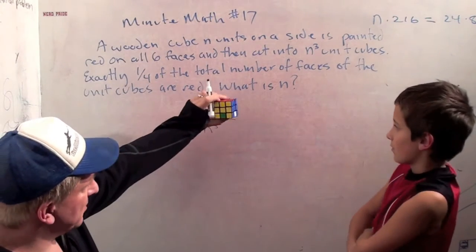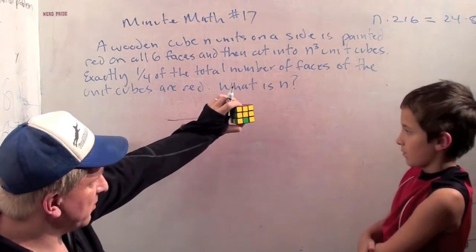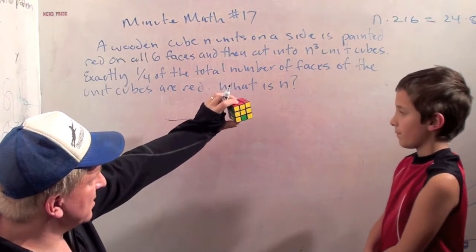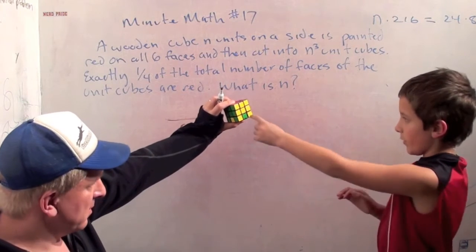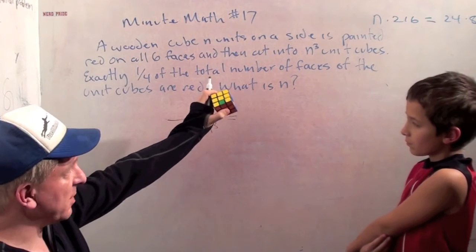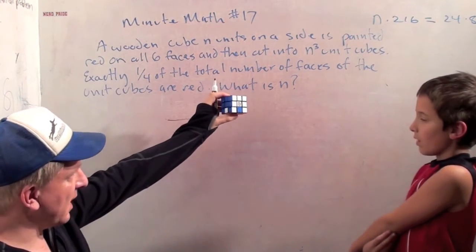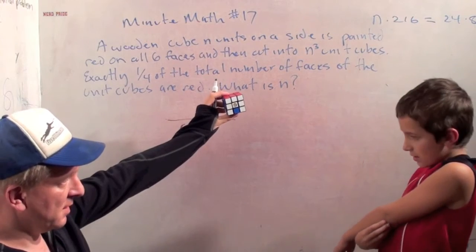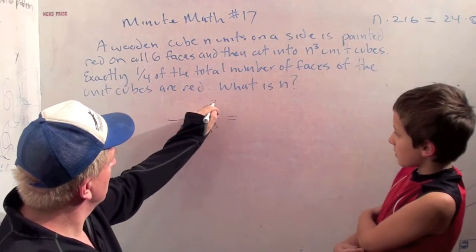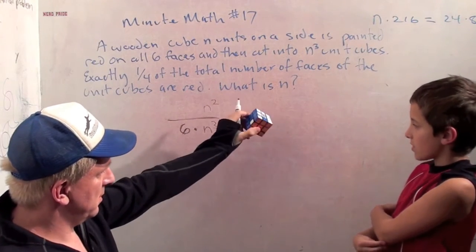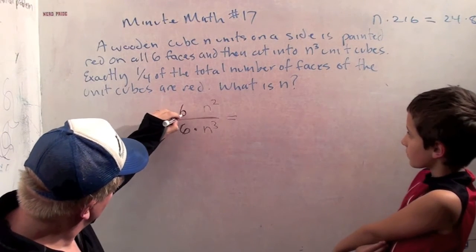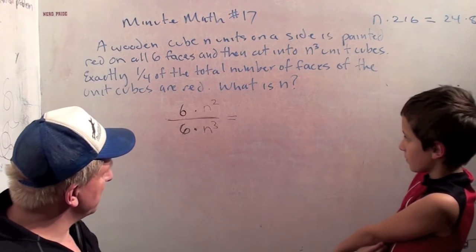Now we have to figure out how many faces would have stickers on them. If it's 3x3x3, we have 9 stickers on each face. If it's n by n by n, how many are on each face? It's n squared, because each face is a square, n by n. And there are 6 faces. So we have 6 times n squared stickers over 6 times n cubed total faces.